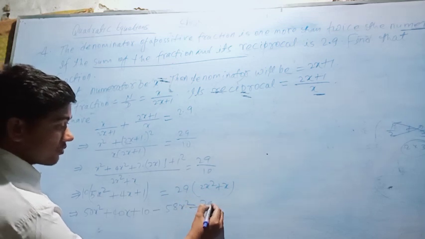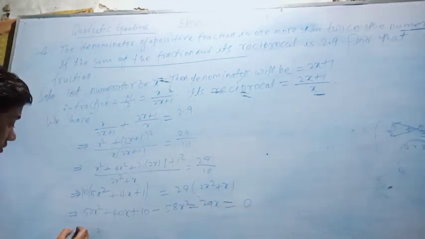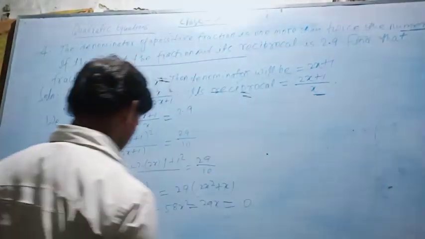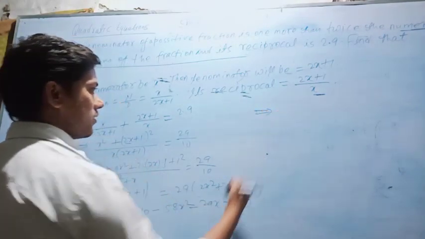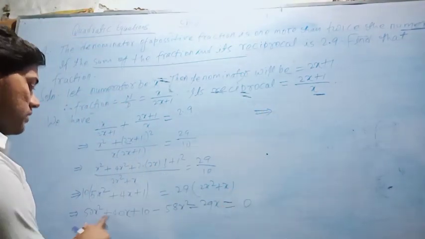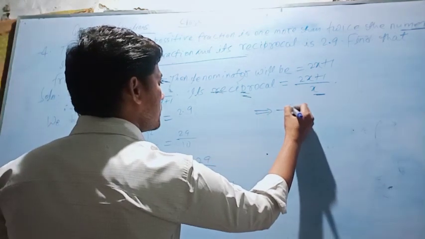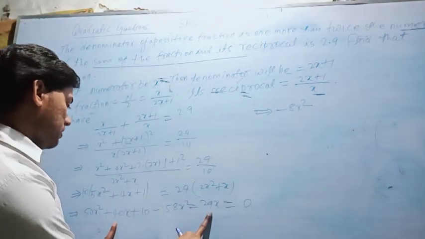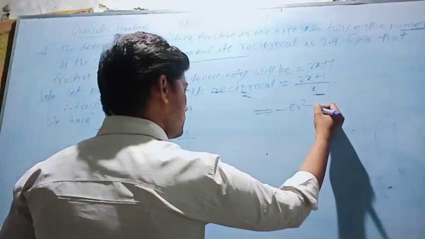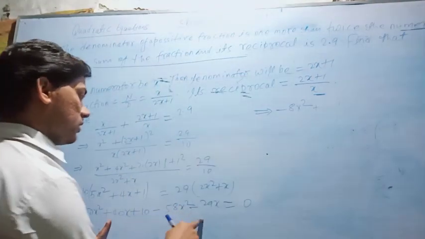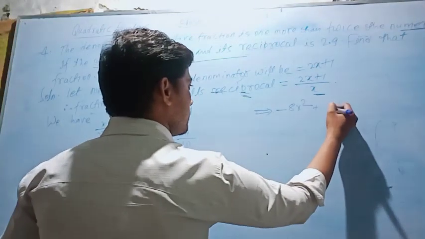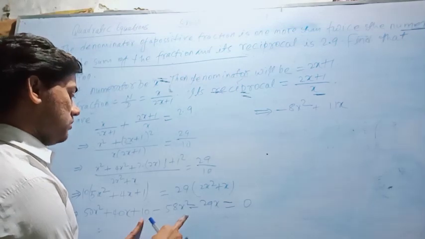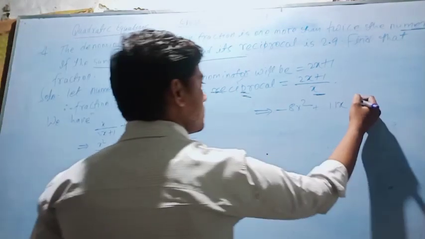This implies 50x square minus 58x square is minus 8x square, plus 40x minus 29x is 11x, plus 10 is equal to 0. This implies minus will be common. 8x square minus 11x minus 10 is equal to 0.